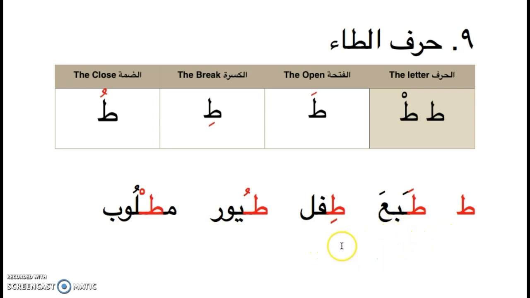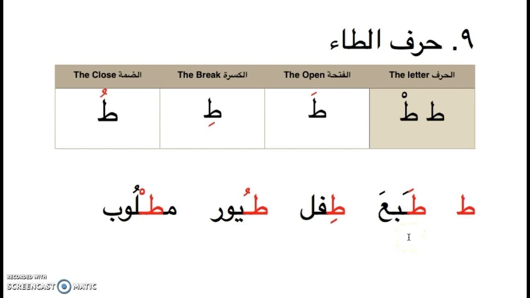Taba'a. Tifl. Tuyur. Matlub. So taba'a could mean innate nature, like God gives you an innate nature, or it could be behavior, like someone installed a behavior in you. In modern language we use it for printing. You say taba'a al-kitab, meaning he printed the book.